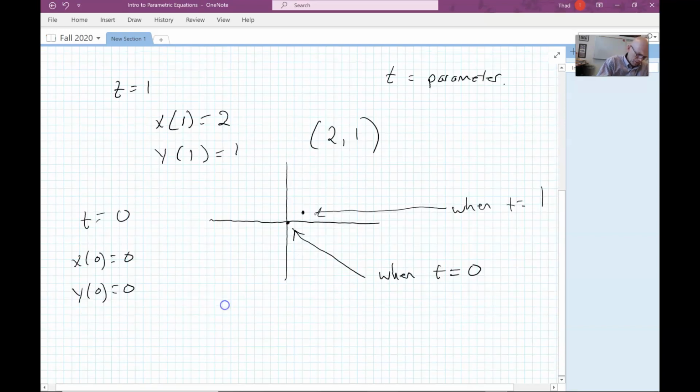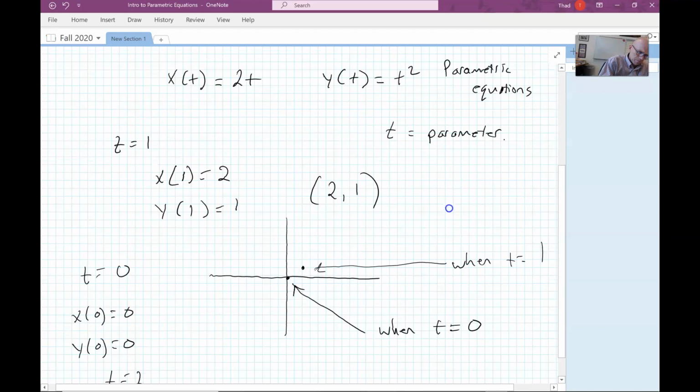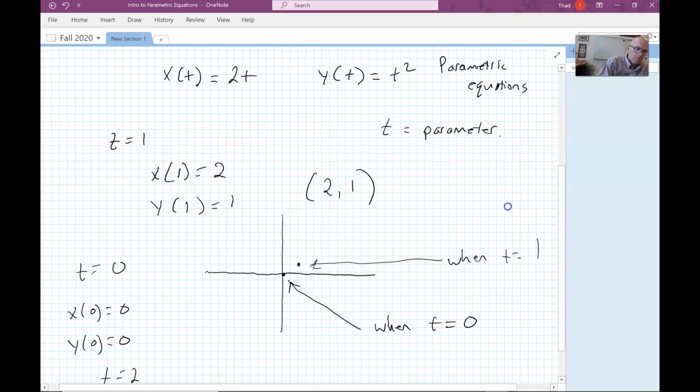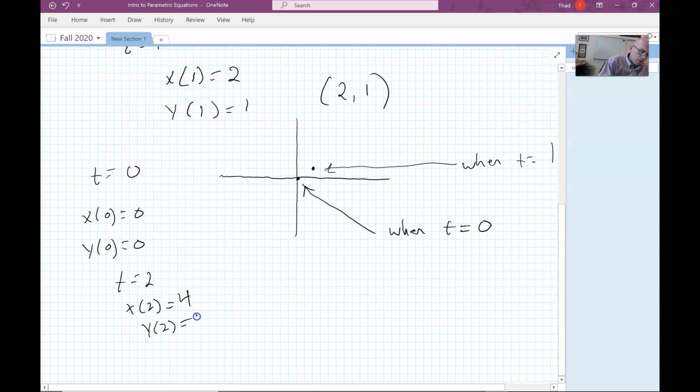And let's do one more just for fun. Let's let t equal 2. That'd be x of 2, and if you remember the equation is 2t, so that would be 4. And y of 2 is t squared, right? Which would also be 4. So that'd be the point over 1, 2, 3, 4 and up 1, 2, 3, 4. And so that point occurs when t equals 2.